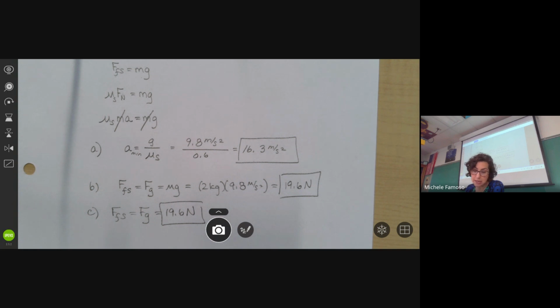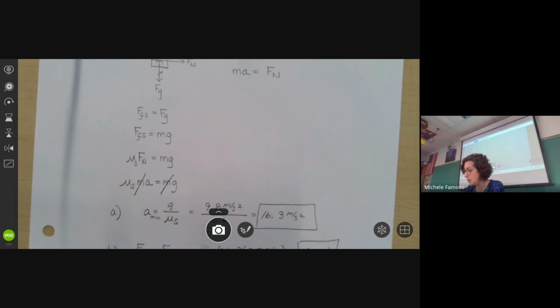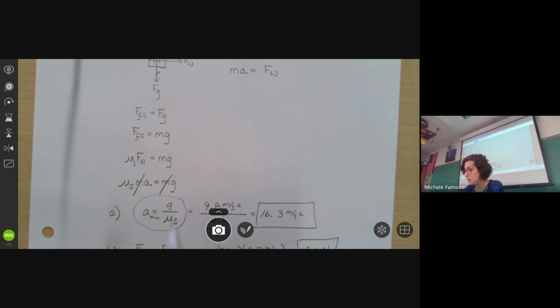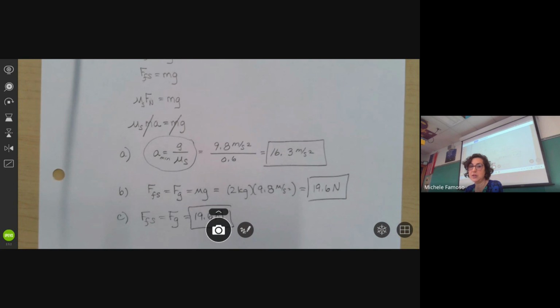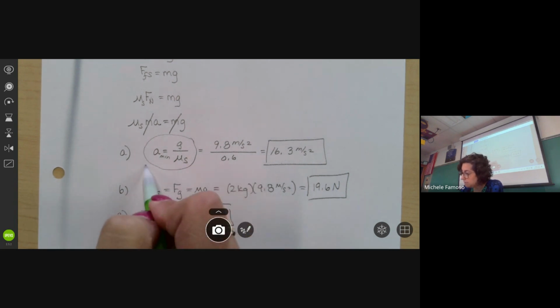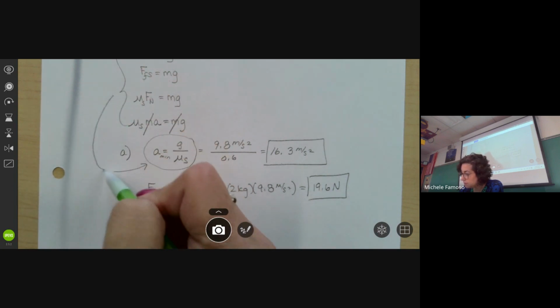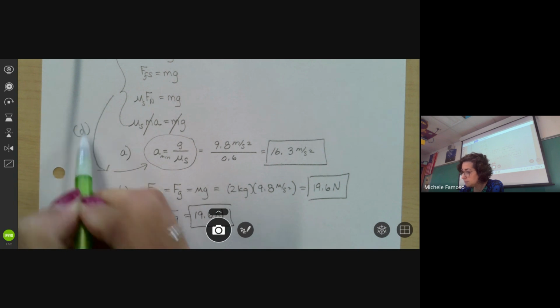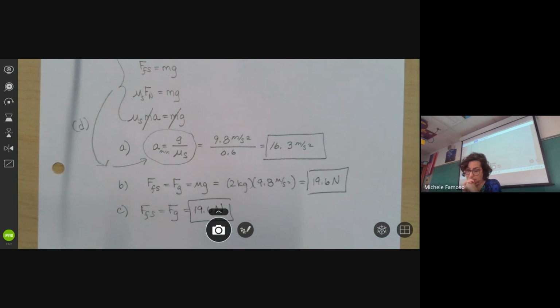So in part D, show that for a box of any mass, the box does not fall. Well, we kind of did that up here. We did that here. Do you see how the mass canceled out? We proved that the mass isn't involved. So this really comes about from this derivation to help us get part D. Okay. Anything else?